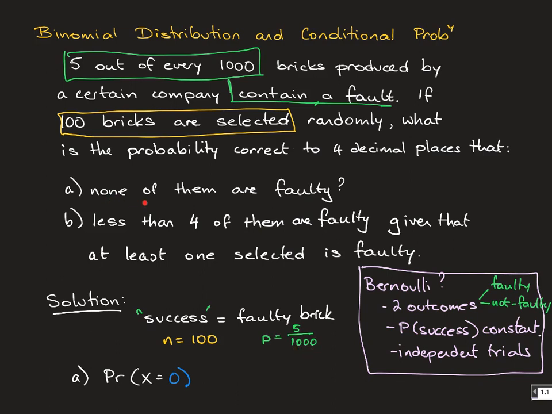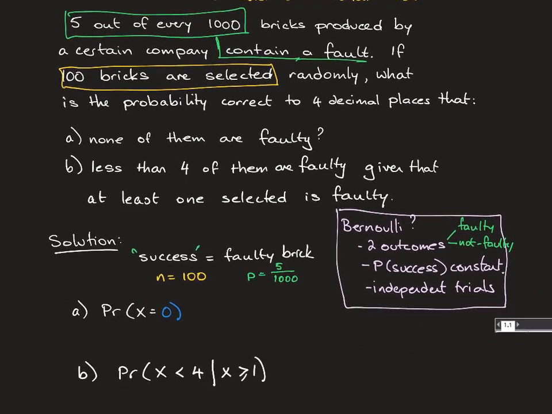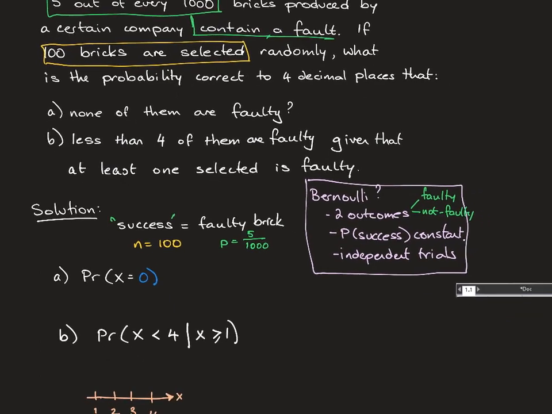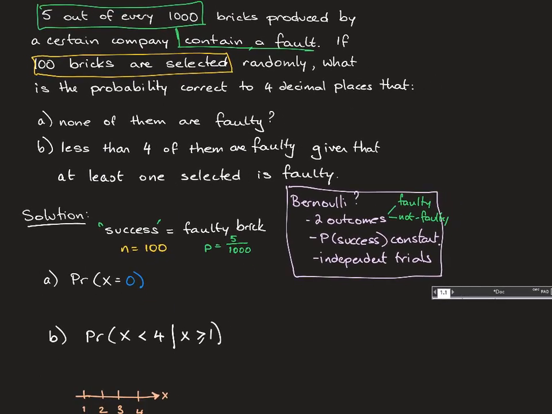For part A, we want to know the probability that none of them are faulty. So the number of faulty bricks we want is 0. And so we pull out our CAS calculator. Here's one I prepared earlier. And we put our values in, and it spits out 0.6 and so on, and we're going to go to 4 decimal places. So 4 decimal places leaves us with a probability of 0.658.